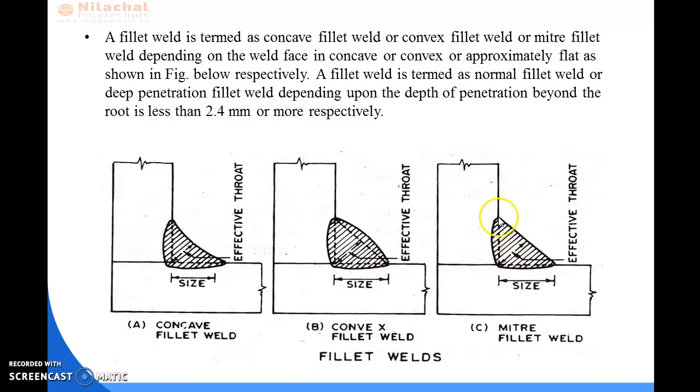Now comes the third one. You can see this portion of the fillet looks like an inclination, and it is a beveled structure. So if this kind of connection is provided in case of two plates, then this kind of fillet weld is known as mitre fillet weld.